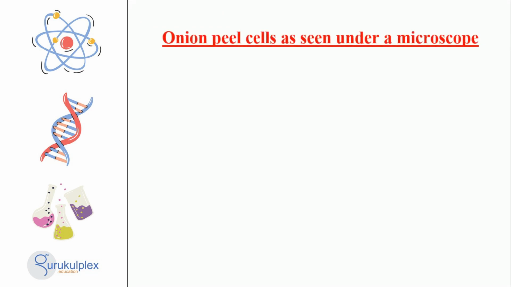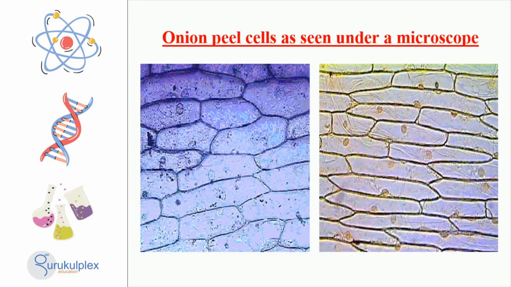This slide shows onion epidermal cells as seen under a microscope. Although our vision is limited by the magnification of optical microscopes, we can still observe the details of each individual cell. The vibrant shape and size of these onion cells can provide us with insight into how plant cells differ from those of animals.